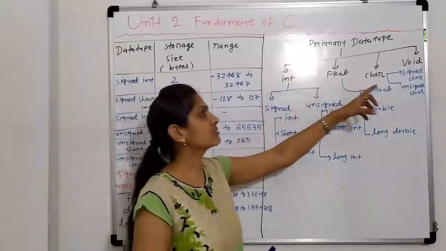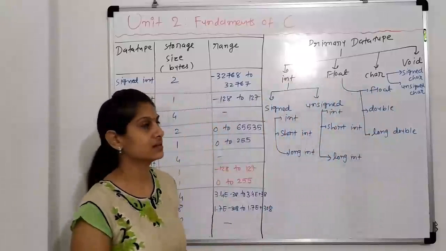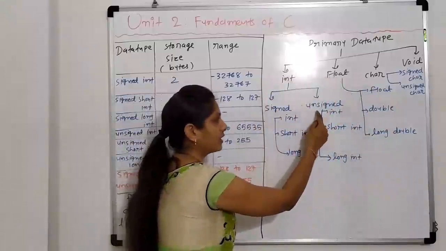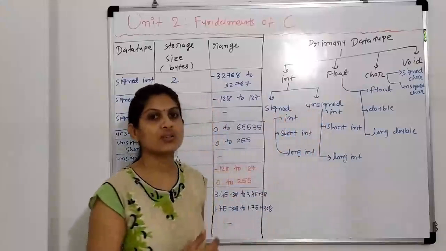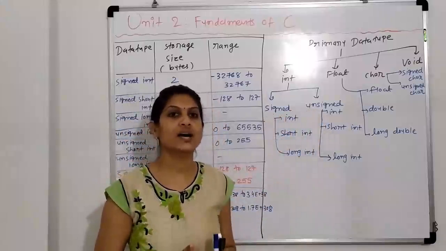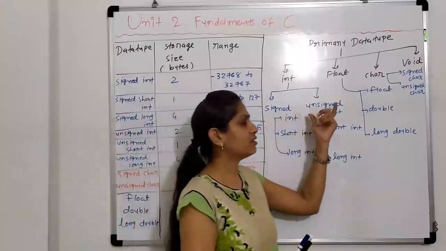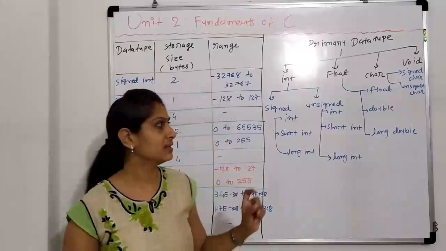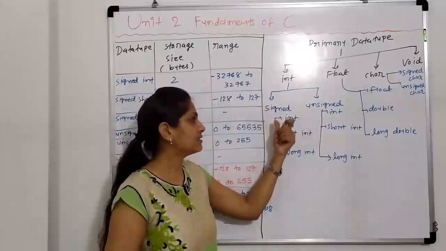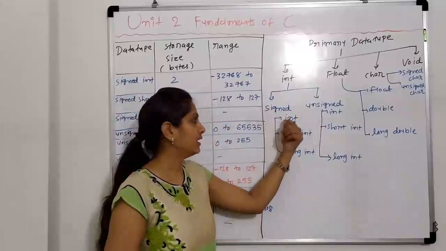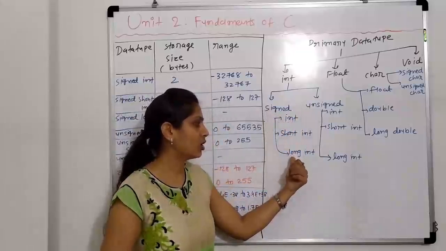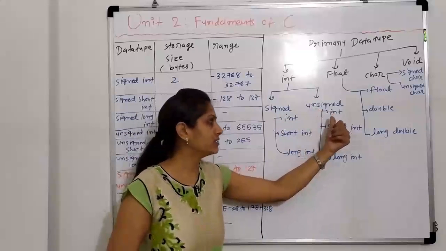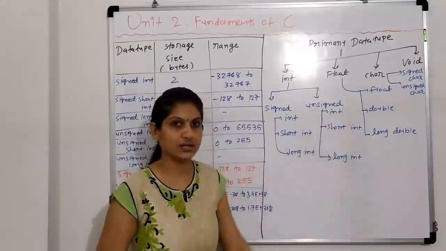Now these four are divided into subcategories. The integer is divided into subparts: signed and unsigned. Signed means what? Positive and negative, both values are possible. And unsigned means only positive values are possible in this category. Signed is divided again into three parts: integer, short integer, long integer. Unsigned is similarly divided into three: integer, short integer, long integer.